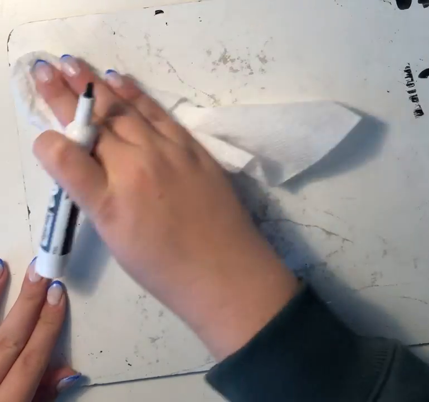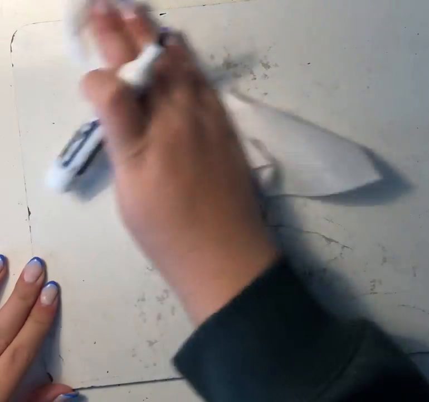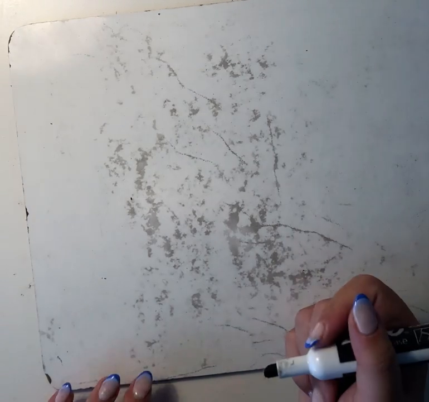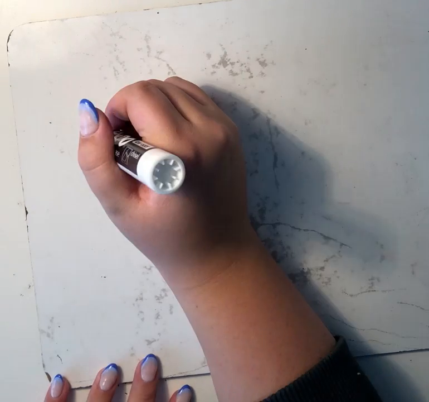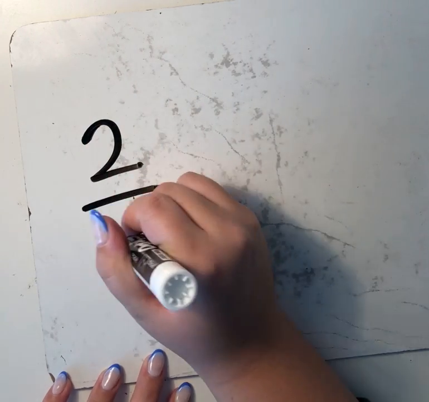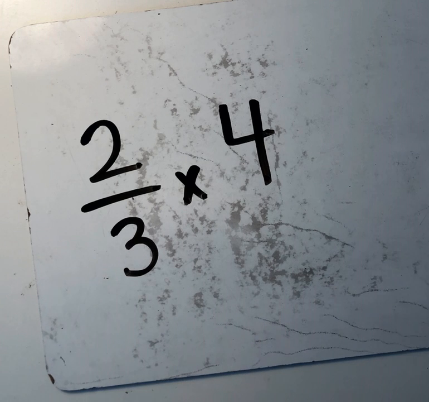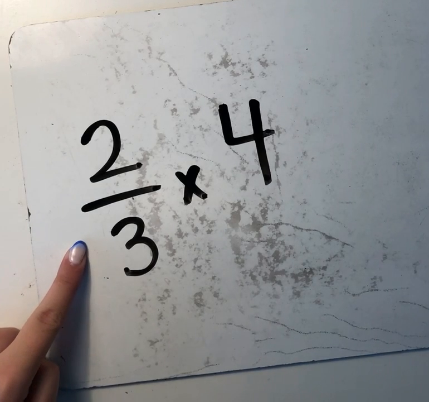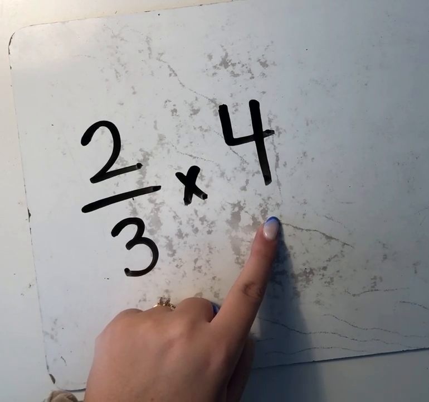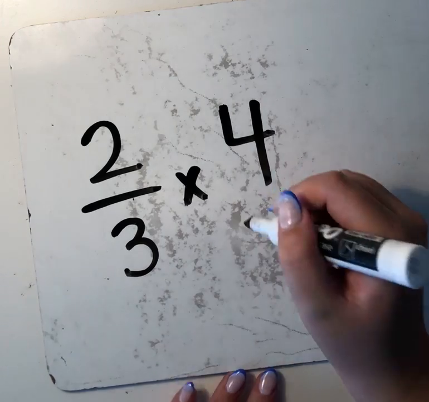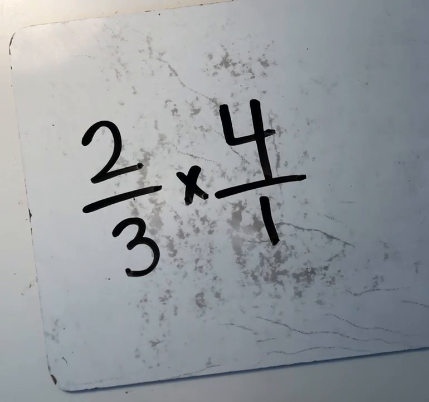Let's try another one now. All right, what if I wanted to divide this number here? I have another whole number. I want to divide 2/3 by 4. My first step is to make a fraction. So let's check and make sure that all these numbers are fractions. This number is a fraction. This number is not. It is a whole number. To make it a fraction, I put it over 1. Now both of my numbers are fractions.